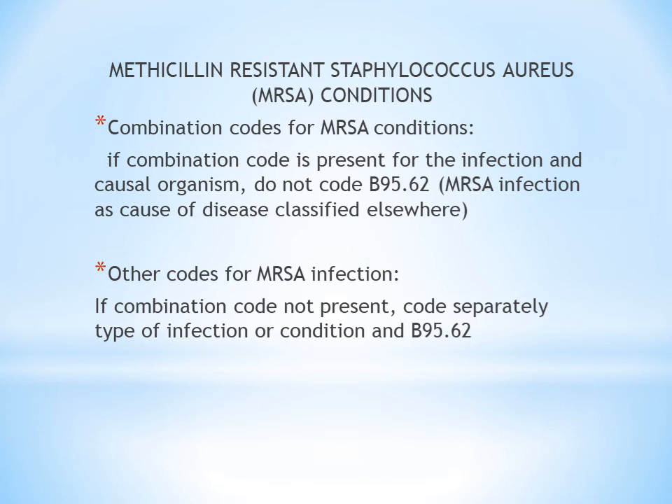The second one is other codes for MRSA infection. That is, in case the combination code is not present for infection and organism, then we have to separately code B95.62, the code for the organism.